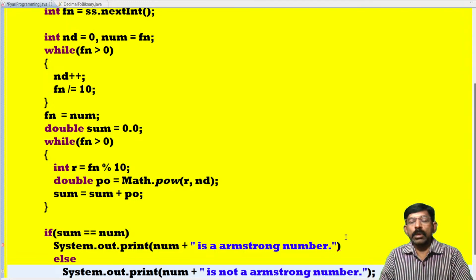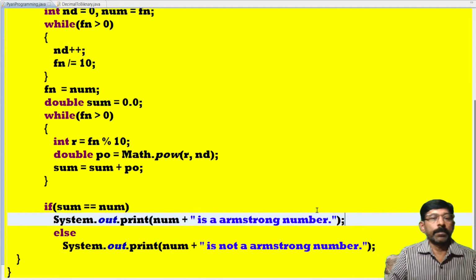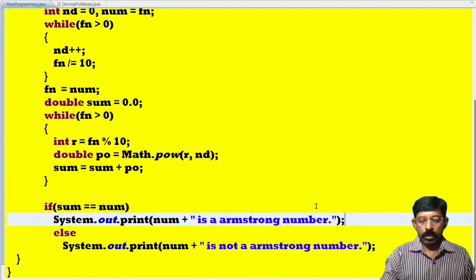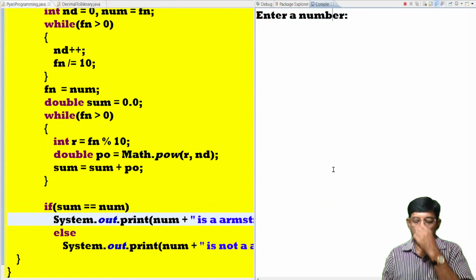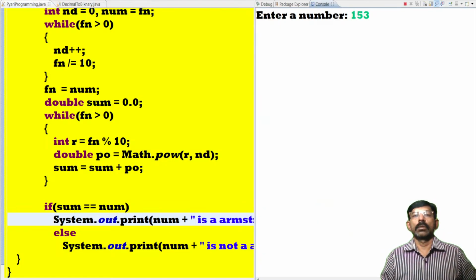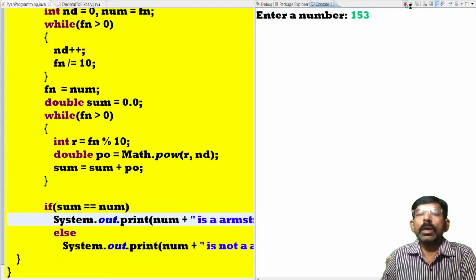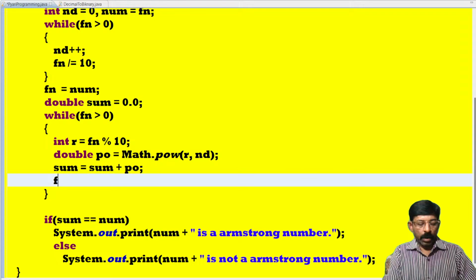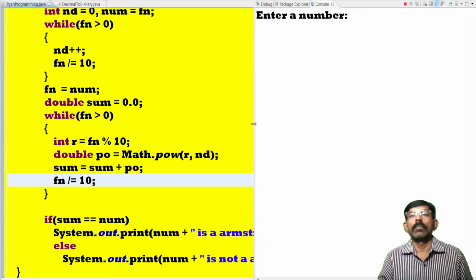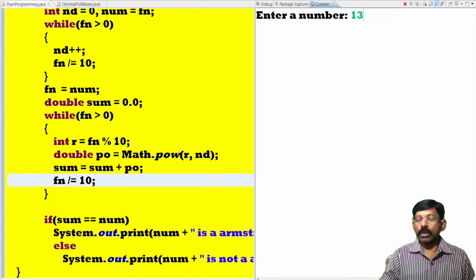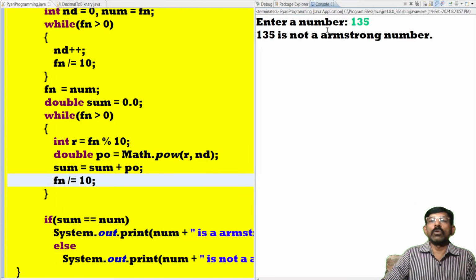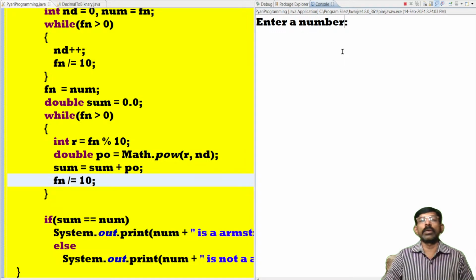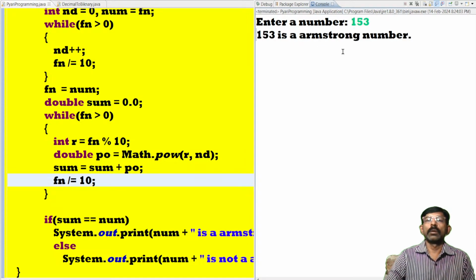Semicolon is missing in both the statements. Okay, let's execute. 153. I think I have forgotten to reduce the number. fn divided is equal to 10. 135. 135 is not an Armstrong number, but 153 is an Armstrong number.